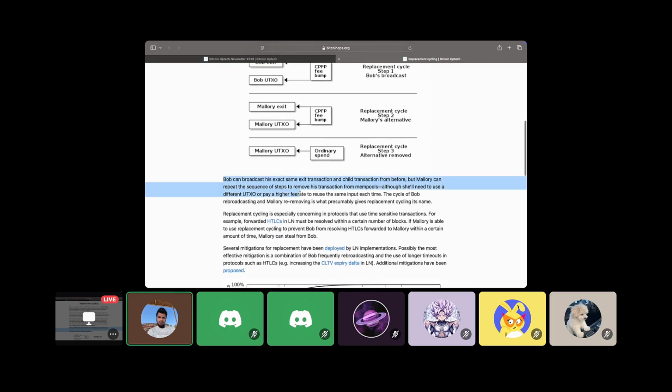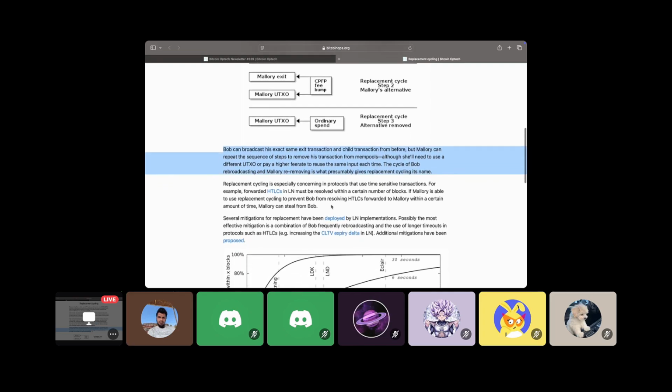Bob can broadcast his exact same exit transaction and child transaction from before, but Mallory can repeat the sequence of steps to remove his transaction from mempools, although she needs to use a different UTXO or pay a higher fee rate to use the same input each time. The cycle of Bob rebroadcasting and Mallory re-removing is what presumably gives replacement cycling its name.